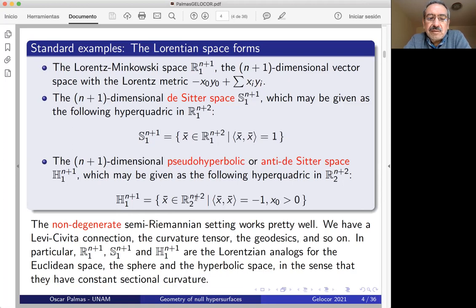We know that all of our knowledge of differential geometry works fine in the semi-Riemannian case. We have the Levi-Civita connection, the curvature tensor, and so many other things. And in particular, these examples here are those simply connected spaces with constant sectional curvature.